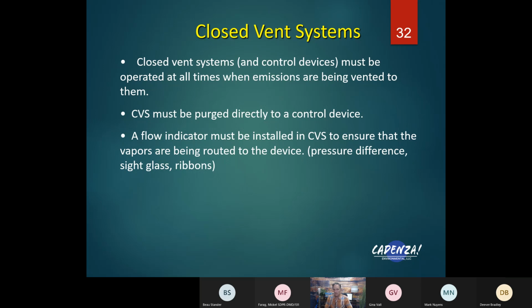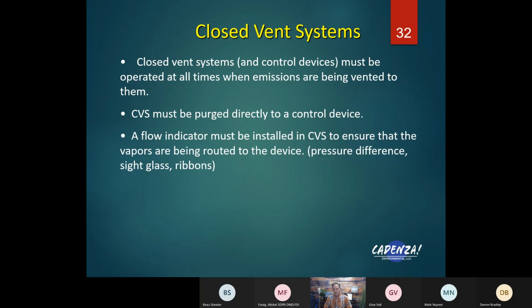Closed vent systems. I mentioned this is an interesting thing. If you have a fixed roof and it's going to a control device, this is one of the only areas within QQQ where an enhanced level of inspection is required. The closed vent system must be purged directly to the control device, and a flow indicator must be installed as well to ensure that what you are designing to go to the control device is indeed going to the control device. There's not a lot of definition around what a flow indicator is in the regulation.